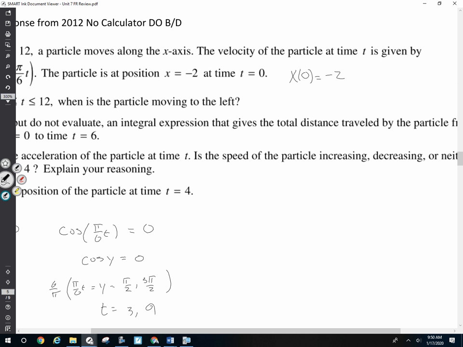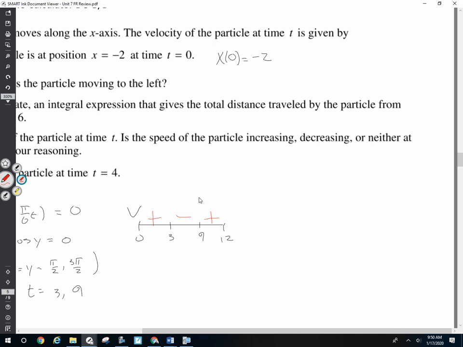I will then, on my sign analysis, start at 0, go to 12. I got 3 and 9. I can plug any value into the cosine. So let's start with, like, 1: cosine of pi over 6, positive. 4: the cosine of 2 pi over 3, negative. You could also plug in 6: cosine of pi is negative. 11: cosine of 11 pi over 6, back to being positive. When are you moving to the left? From 3 to 9.